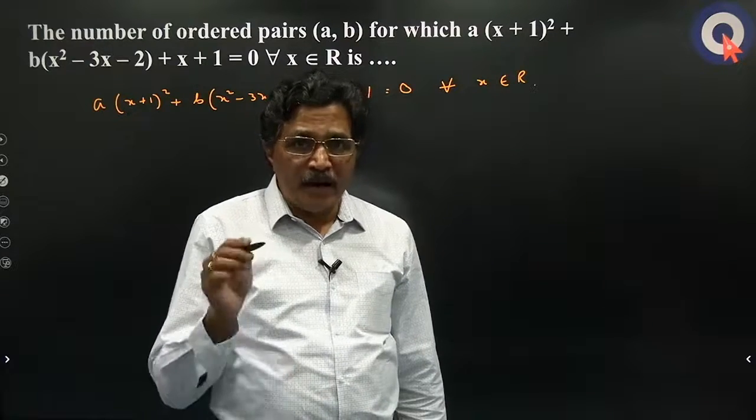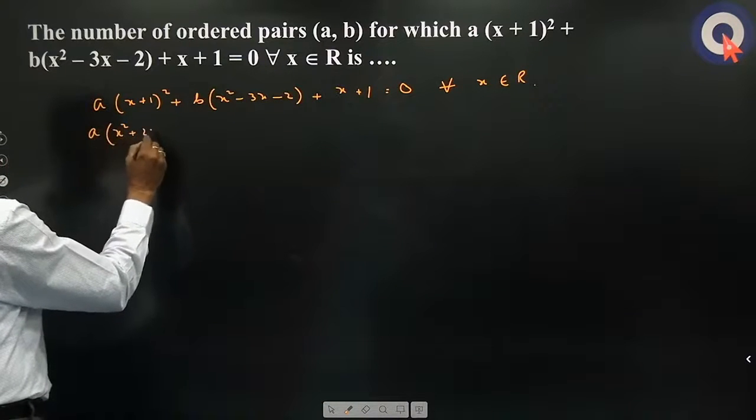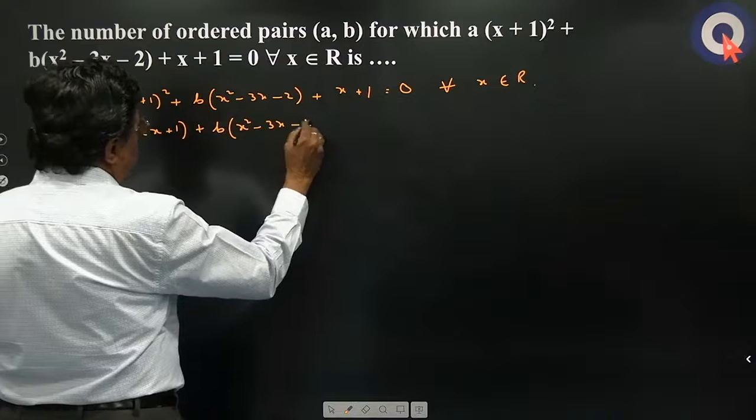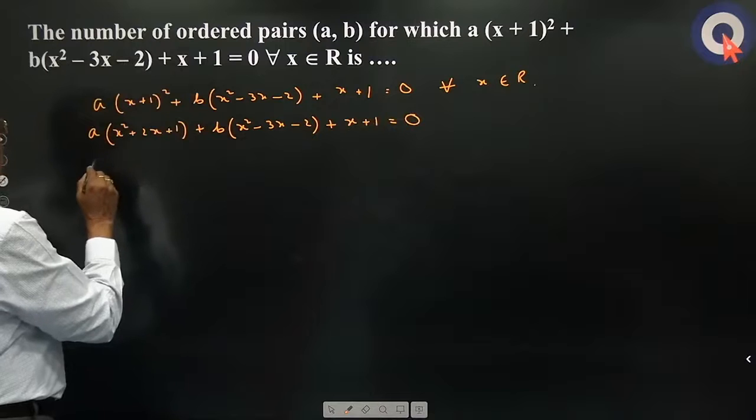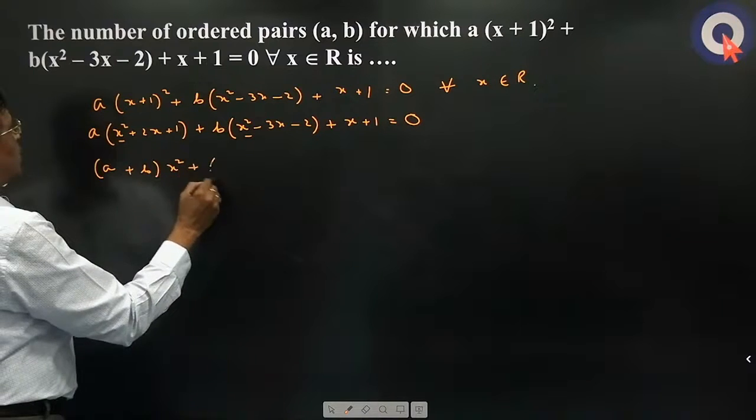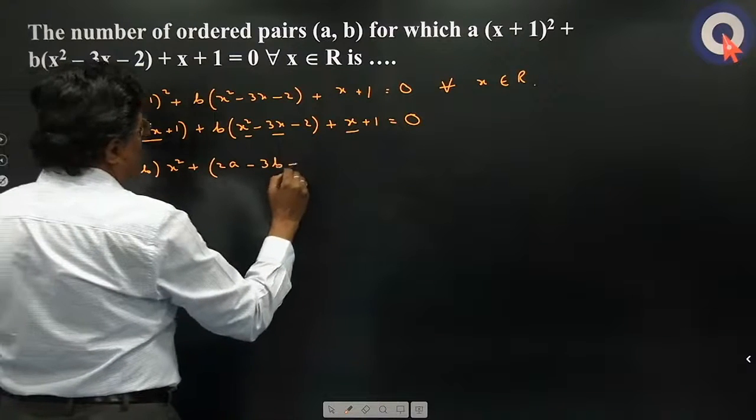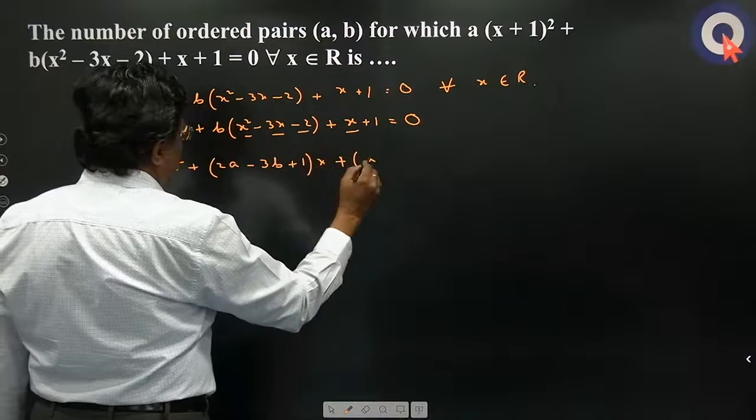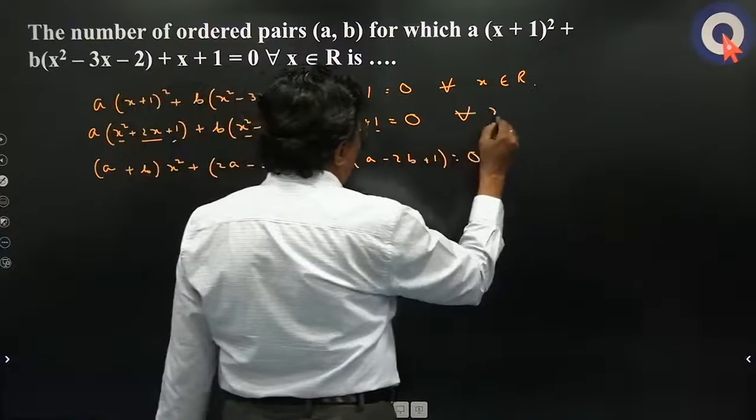So when it has to vanish identically, let us see this. This is a(x² + 2x + 1) + b(x² - 3x - 2) + x + 1 = 0. So you should have (a + b)x² + (2a - 3b + 1)x + (a - 2b + 1) = 0. Now this should happen for all x belongs to R.